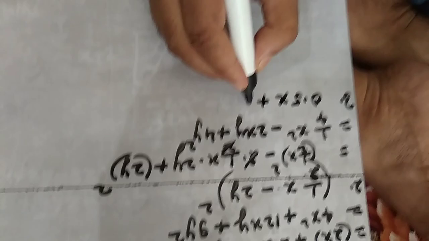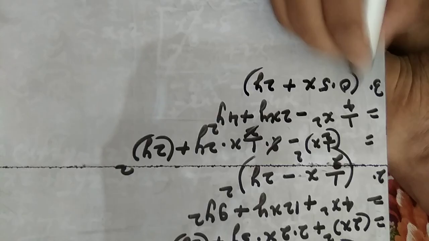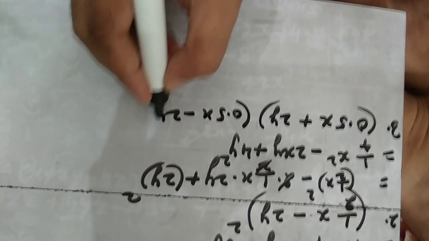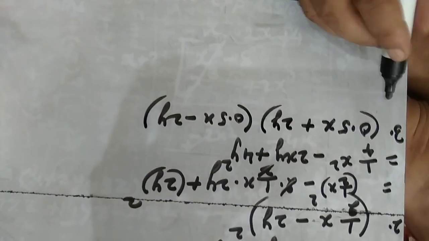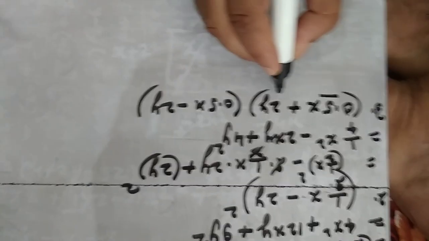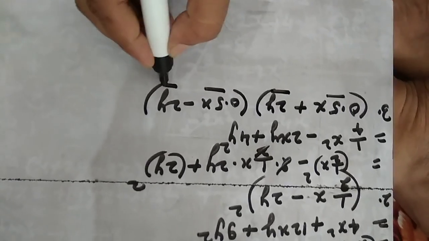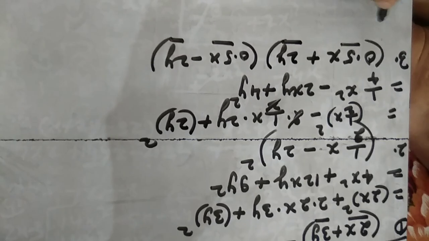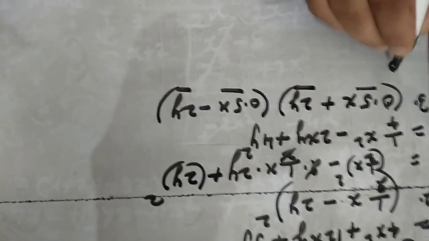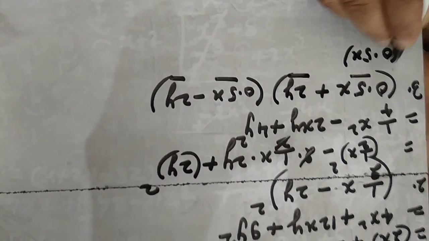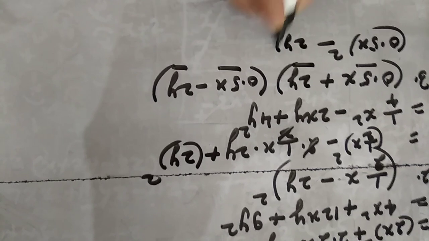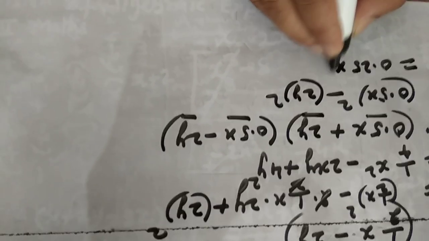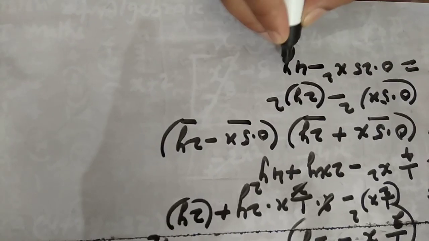The next is, if we have (0.5x plus 2y) and (0.5x minus 2y), we have to find out the product. Students, this is a, this is b. Means (a plus b) (a minus b). The third identity, which becomes a square minus b square. It will be 0.25x square minus 4y square.